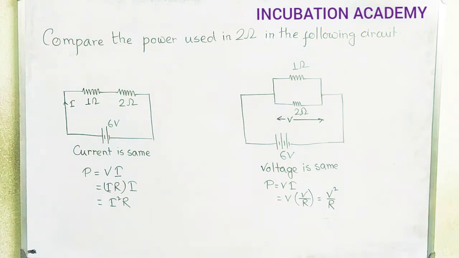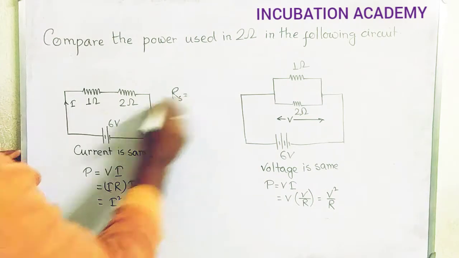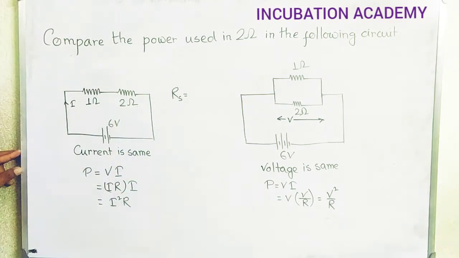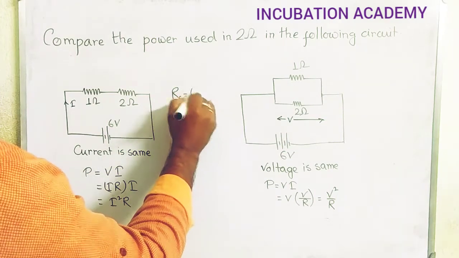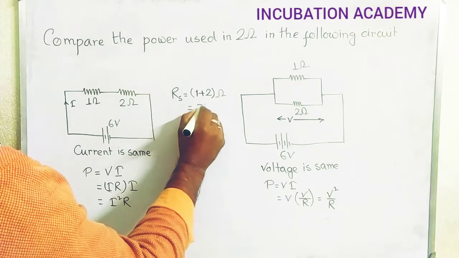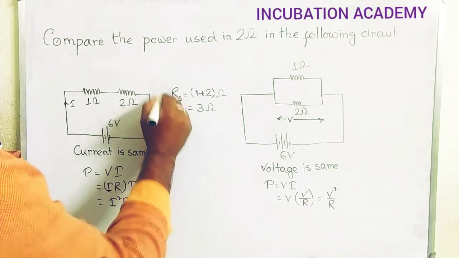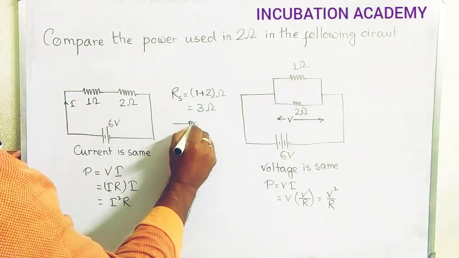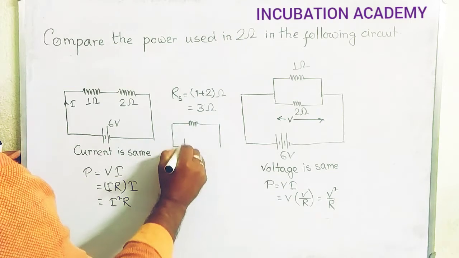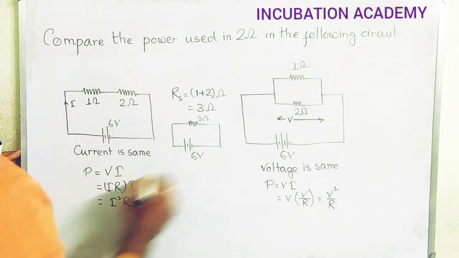And in both cases, I want to find out the power through the 1 ohm resistor. So at first let me write down the equivalent resistance RS in this circuit. Equivalent resistance is 1 plus 2 ohm, that is 3 ohm. This is the equivalent resistance. So if I try to write down the equivalent circuit, it will be like this. It will be 3 ohm. It is 6 volt.